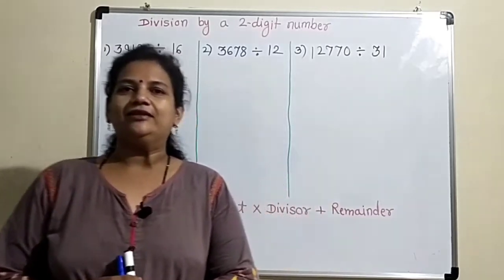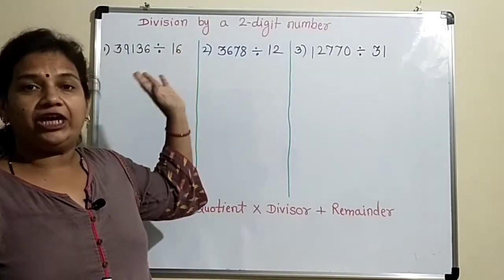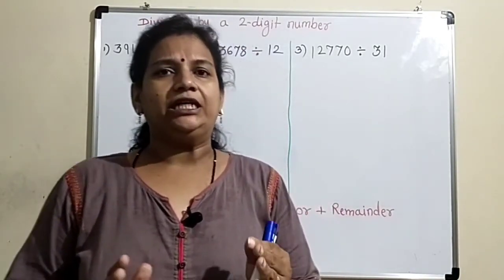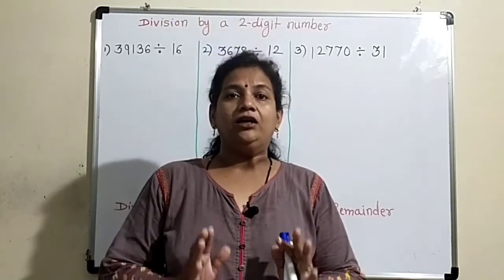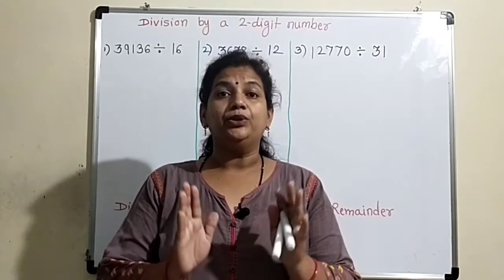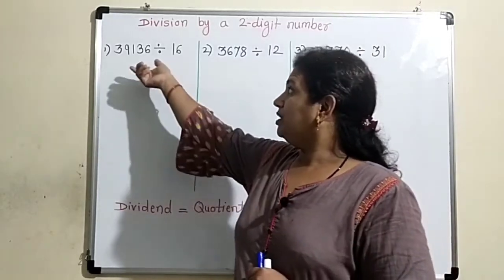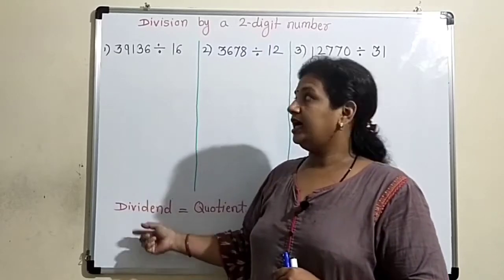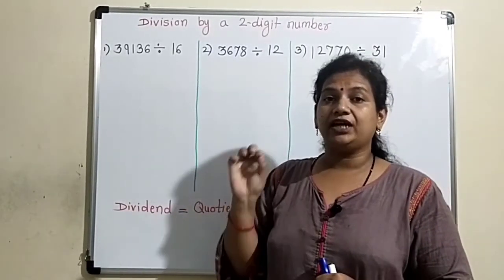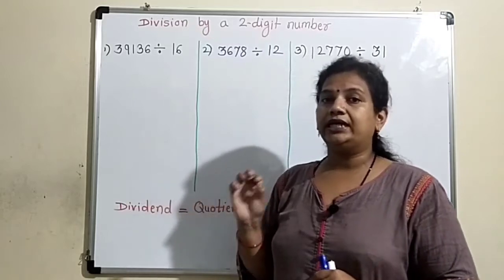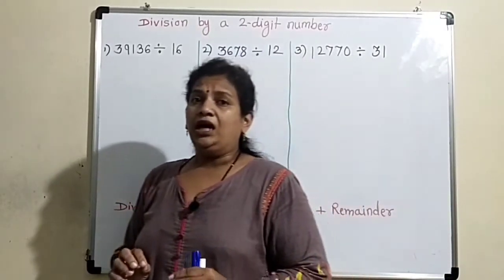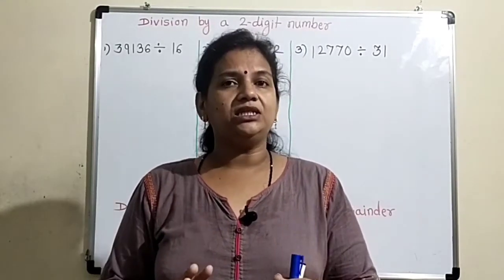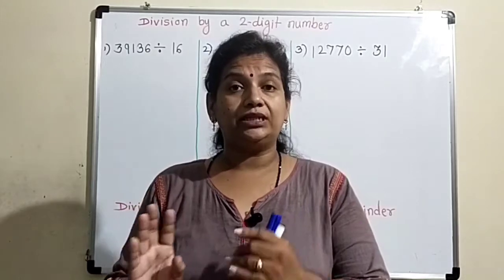Today we are going to learn about the division of any number by a two-digit number. First of all, division means we are dividing a number into equal groups, right? The number which we are dividing is known as the dividend, and the number by which we divide is called the divisor. So here normally all students must know the tables from at least 1 to 10.